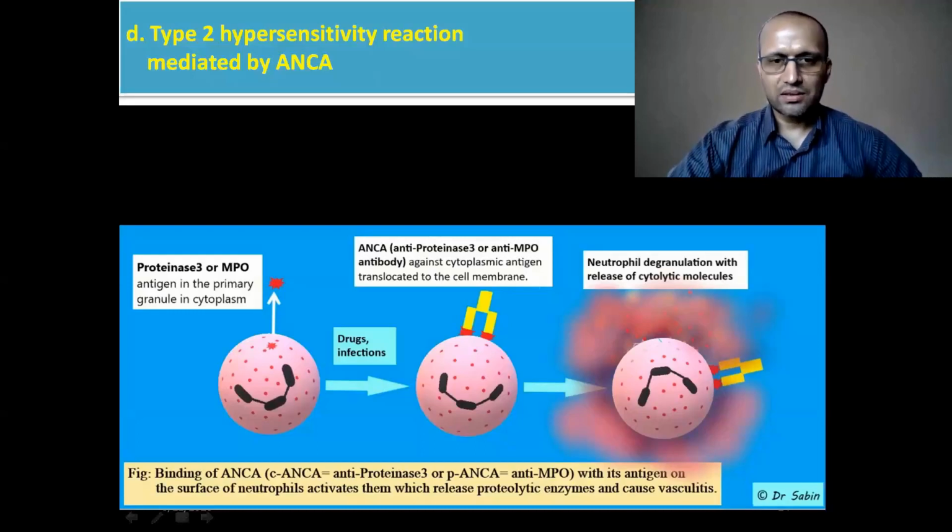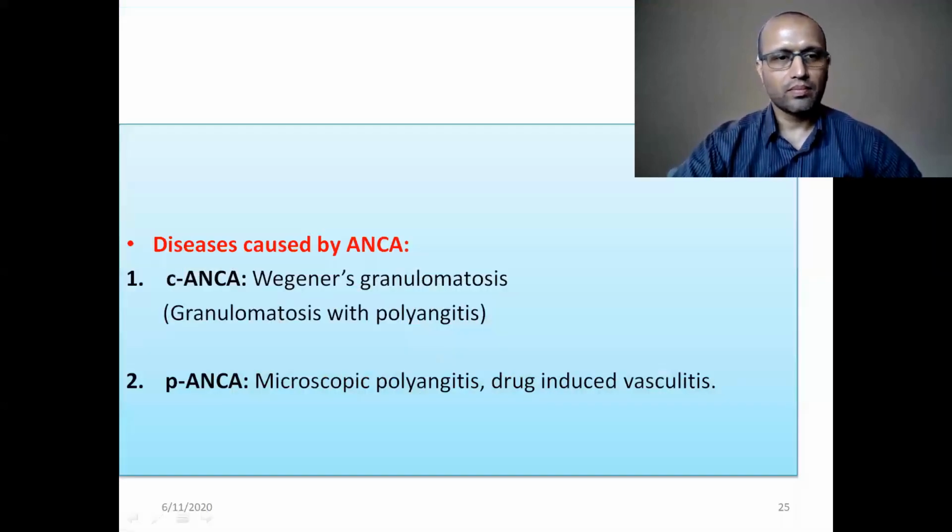Immune system synthesizes antibodies of IgG class against these antigens. When these antibodies bind with the antigens on the surface of the neutrophils, the neutrophils are activated. Activated neutrophils release cytolytic enzymes and reactive oxygen species with the result of vasculitis. CANCA or anti-proteinase 3 ANCA causes Wegener's granulomatosis. The new and preferred name for Wegener's granulomatosis is granulomatosis with polyangiitis. PANCA or anti-MPO ANCA causes microscopic polyangiitis and some cases of drug-induced vasculitis.